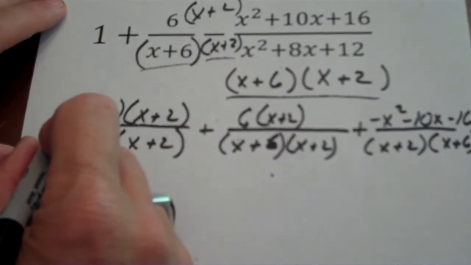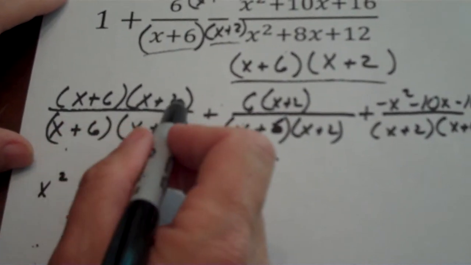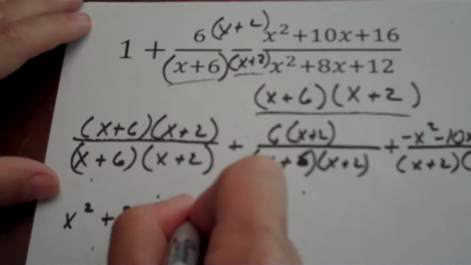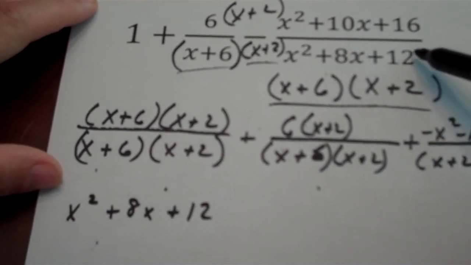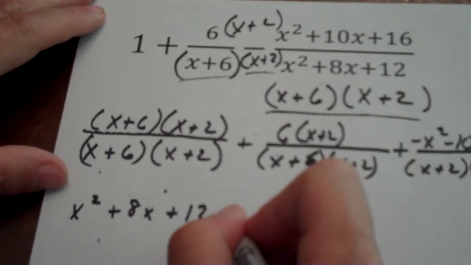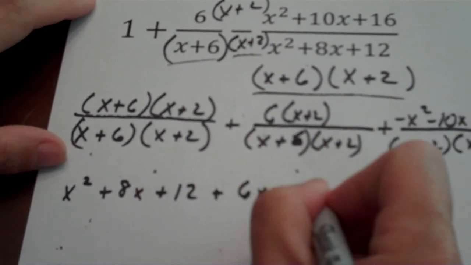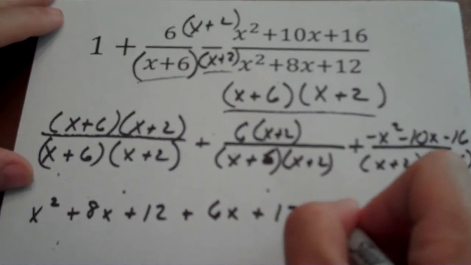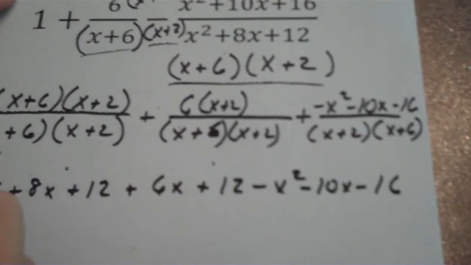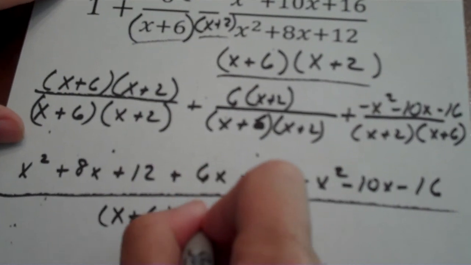You guys buy that. X times x, if I FOIL this out, is x squared. 2x and 6x is 8x plus 12. Well, to be honest, duh, we knew what that was when you multiplied it out. I could have just done it to begin with. Plus 6x plus 12 minus my x squared minus my 10x minus my 16 all over the same denominator. I'm just going to squeeze it in there real quick.